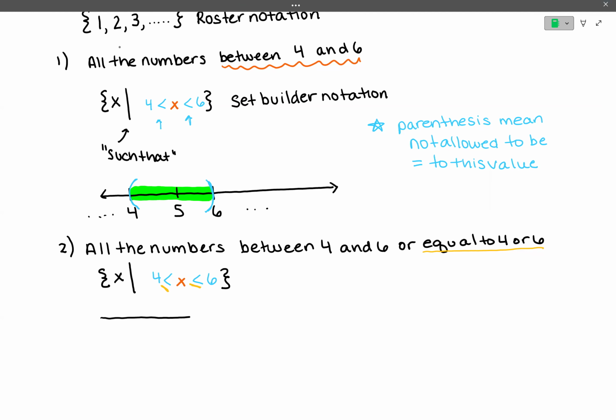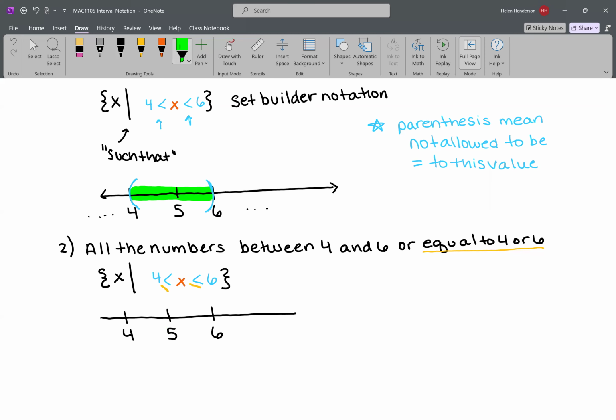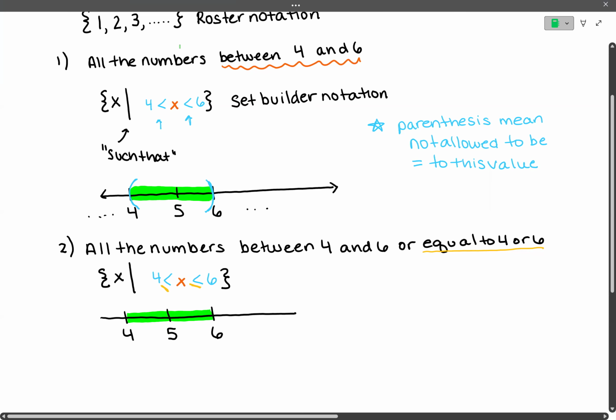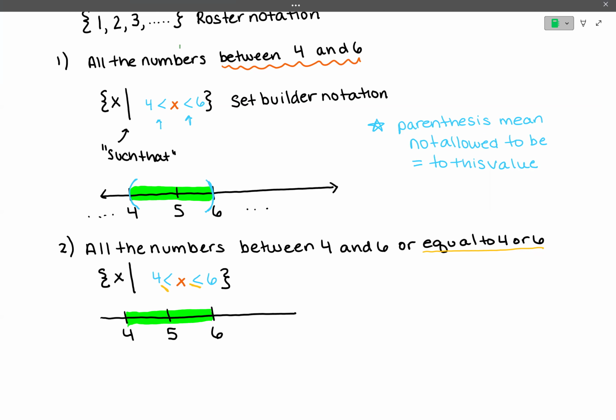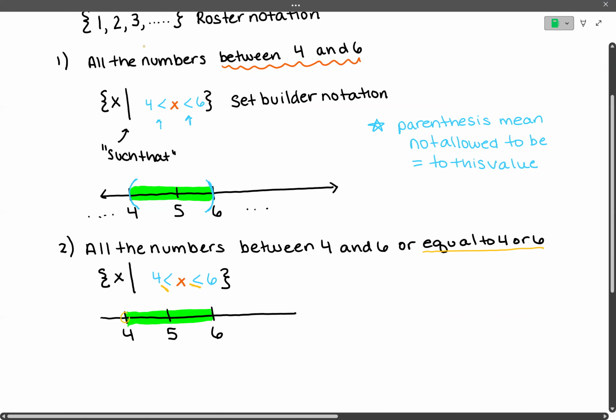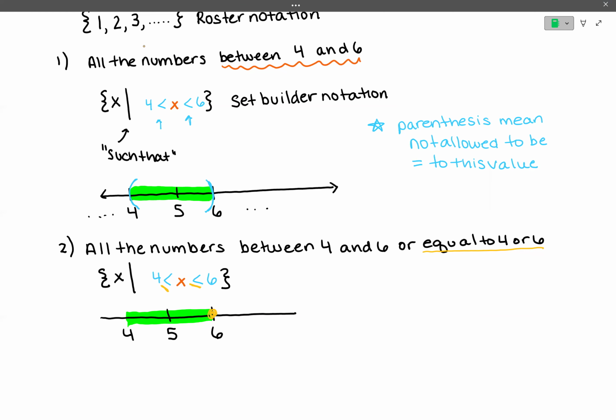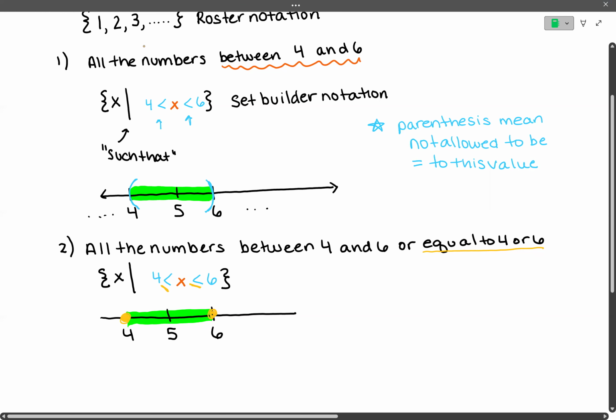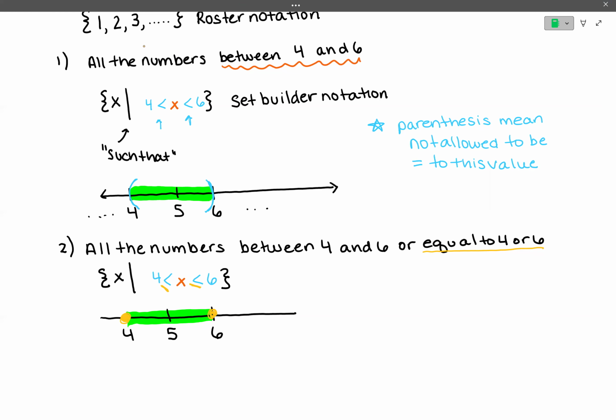Now, on a number line, the picture would look very similar to the last picture: 5, 6. I would still be considering these numbers in between 4 and 6, so I have to draw this picture. But now I need to tell my reader, hey guys, we could actually be equal to 4 or we could be equal to 6. So one notation would be a closed circle. The closed circle notation tells the reader, hey, or equal to.